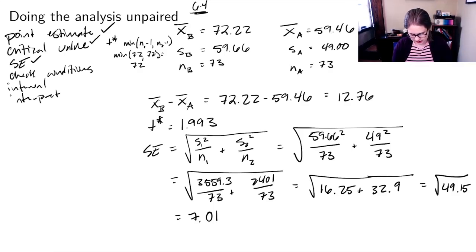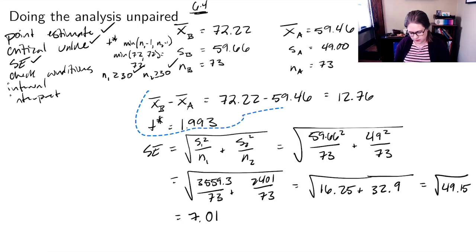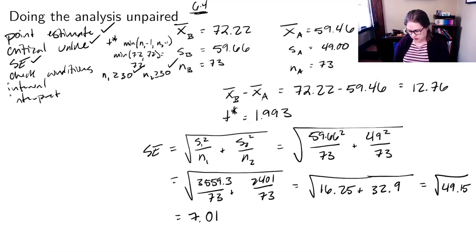I need to check the conditions. I need to make sure that n1 is greater than or equal to 30 and n2 is greater than or equal to 30. And I've got 73 and 73, so check and check. And now I can make my interval. Maybe I'll scoot a couple of these things over a little bit. So I can do my point estimate plus or minus the critical value times the standard error. And I've got all those numbers now.